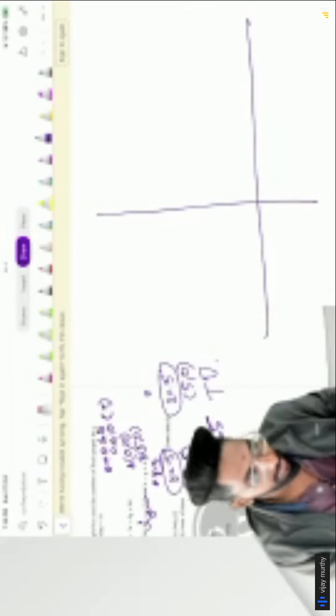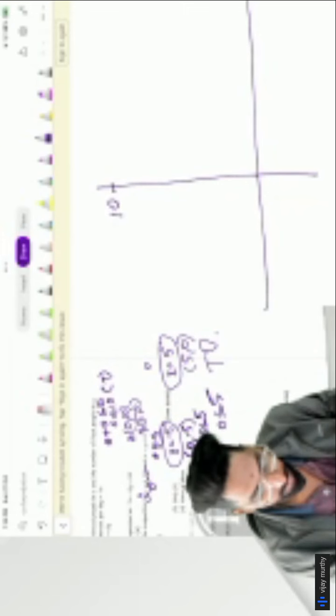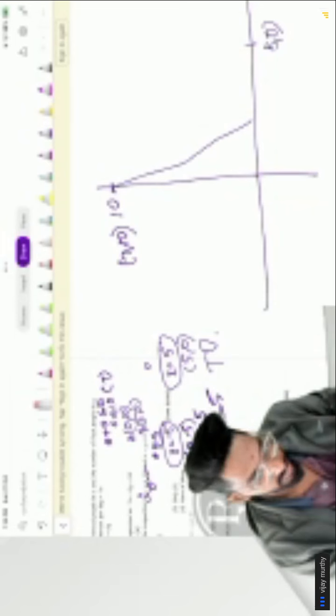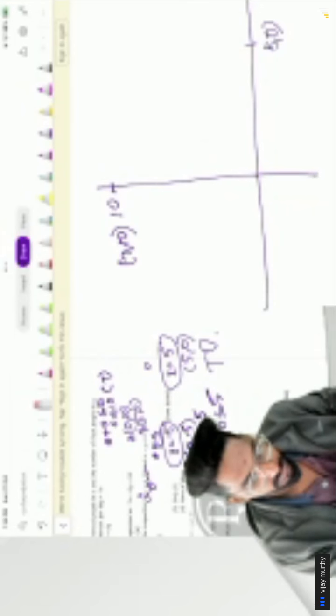Both are towards the origin. Correct? You have to draw the graph. What graph do you get? The first point is (0, 10): x is 0, y is 10. Another one is (5, 0). So what is the feasible region? Towards the origin. Correct?